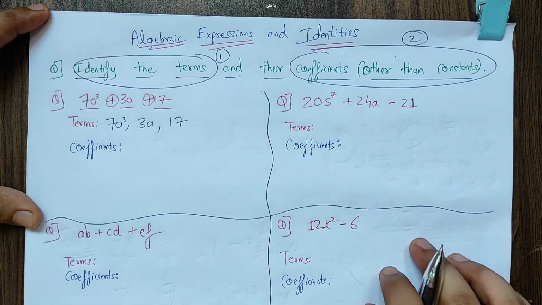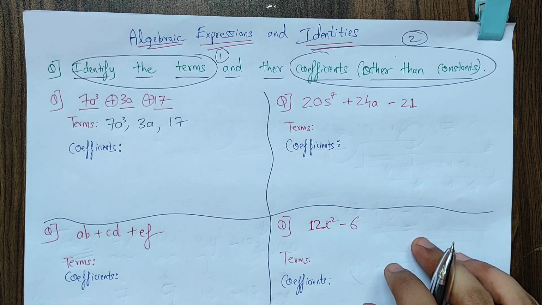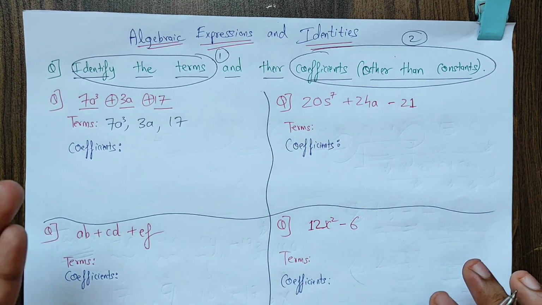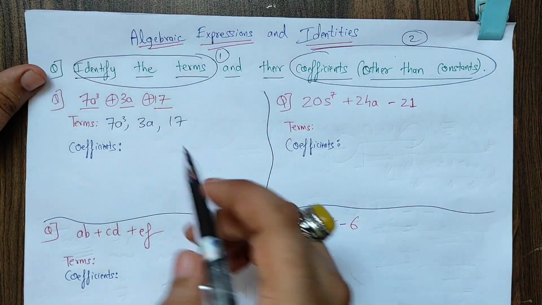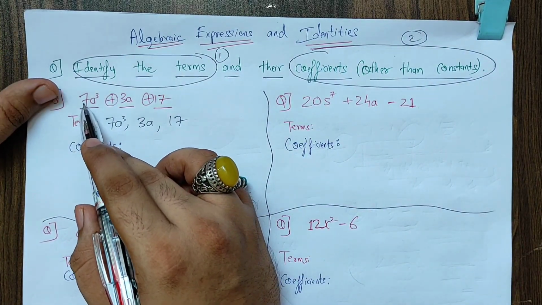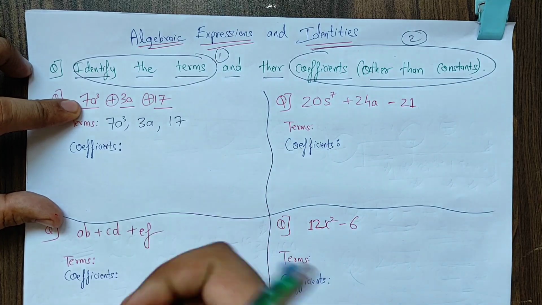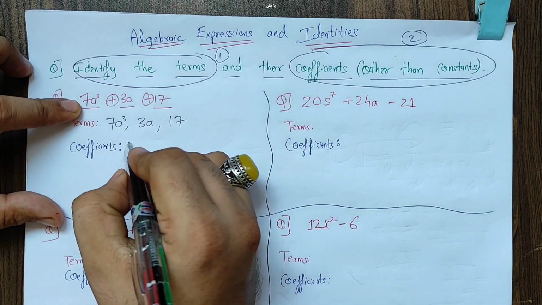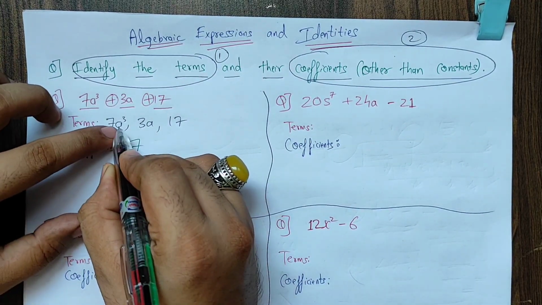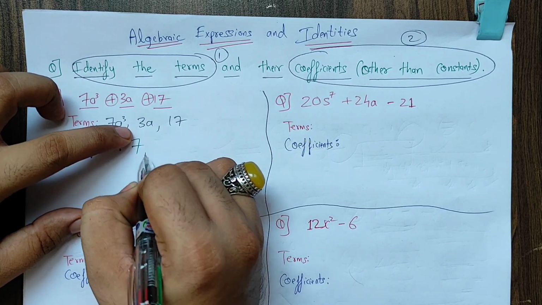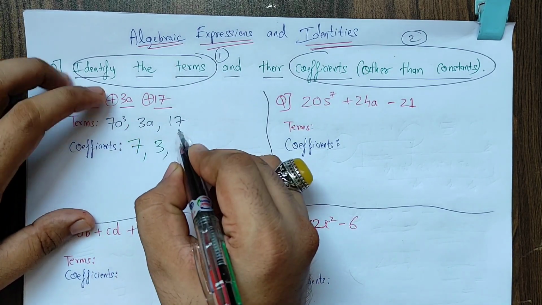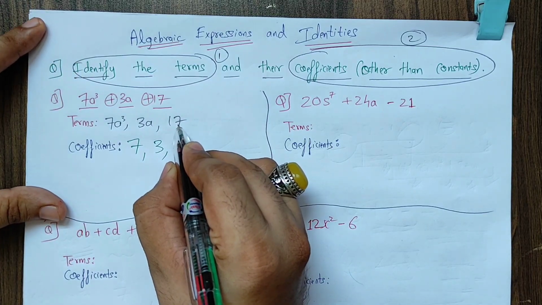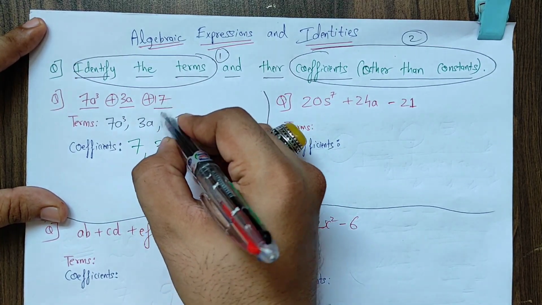What are coefficients? The coefficient means the number which is along with the variable. Here, which one is the variable? Variables are always the alphabets. So a is the variable. So 7 is the coefficient of a cube, right? So here I'll write 7 is one of the coefficients. Now from 3a, of course a is the variable, so 3 is the coefficient. But 17 is a pure constant term because 17 does not have any variable with it.